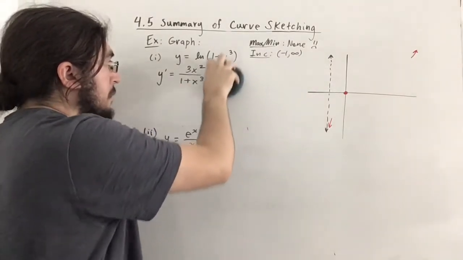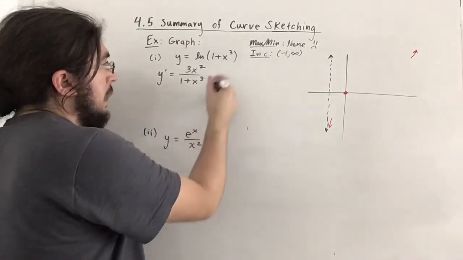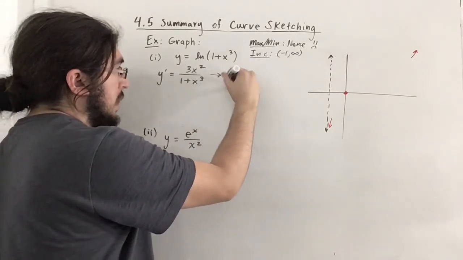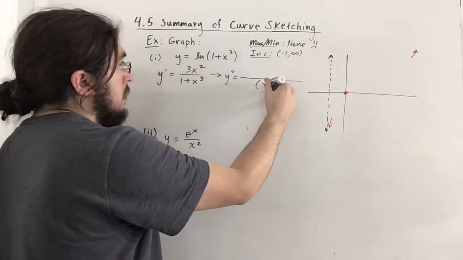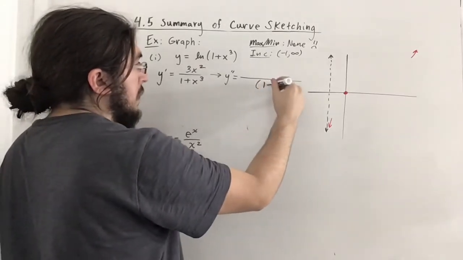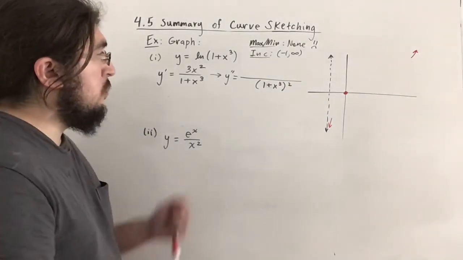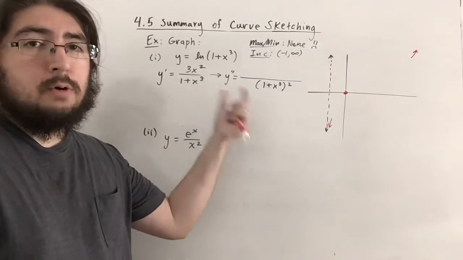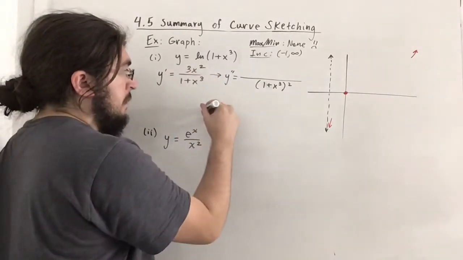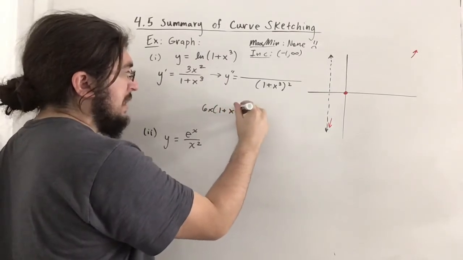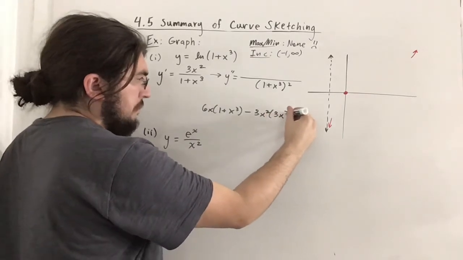So we have y prime, that's fine. But now we need to find y double prime. So let's see if we can do it all in one shot. So y double prime will be all over the bottom squared. So that's 1 plus x to the third, squared. Derivative of the numerator, well, derivative of this by quotient rule, the numerator will be what? Quotient rule numerator would be derivative of the top times regular of the bottom minus regular of the top times derivative of the bottom, just like this.